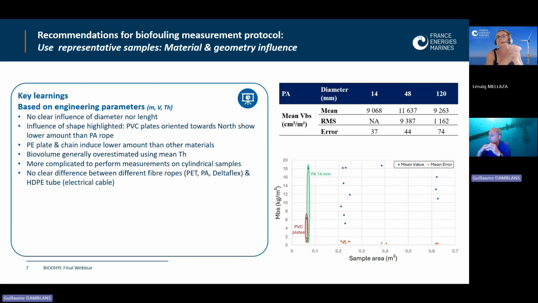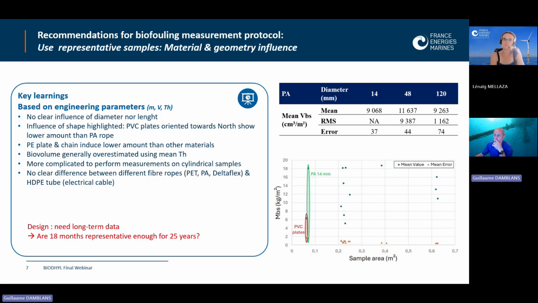and we only observe a difference between the geometry itself, so plates and cylinder. Here we have some difference for the same area of colonized sample. And we attribute this mainly because plate samples have a specific orientation, which could influence all the transports of larvae, nutrient, but also the light and also current. So this is the main point we observe, but no clear difference also among the different materials.